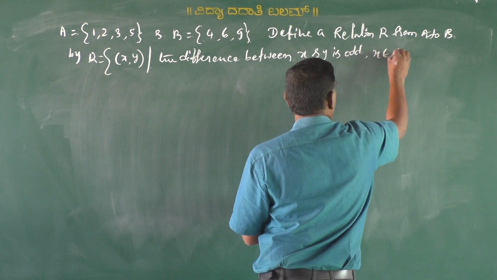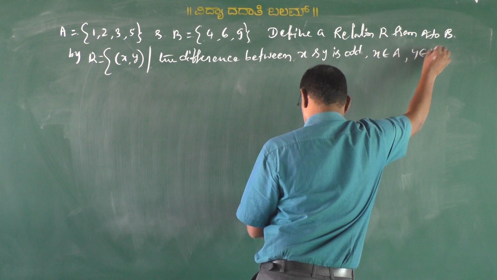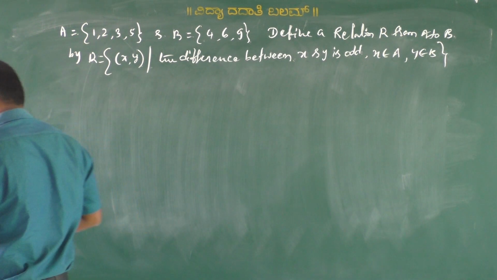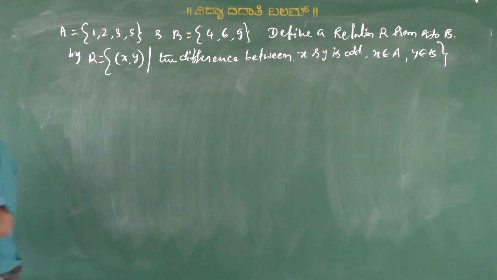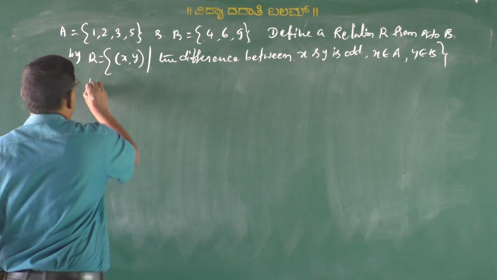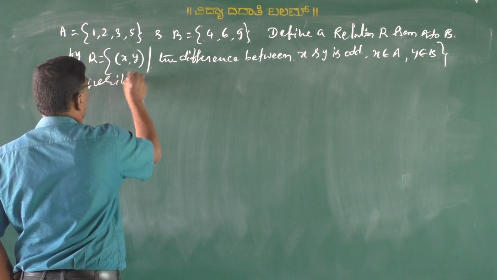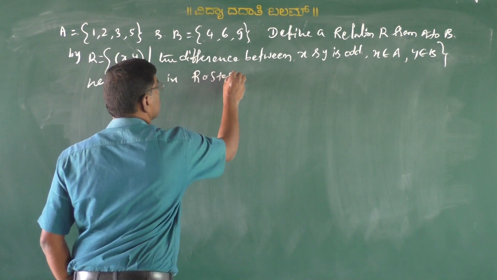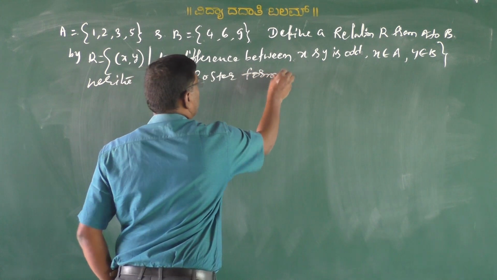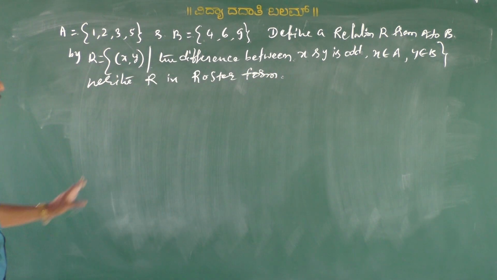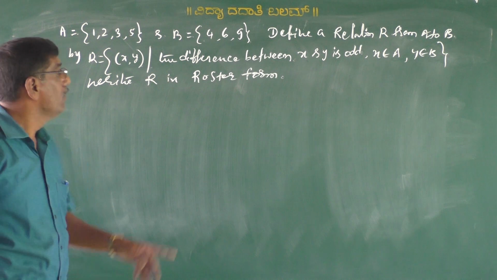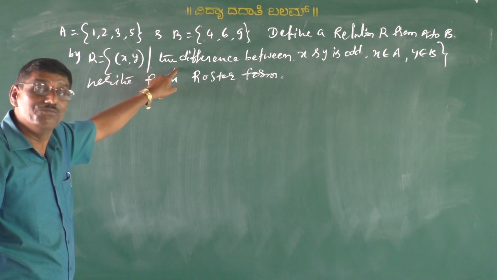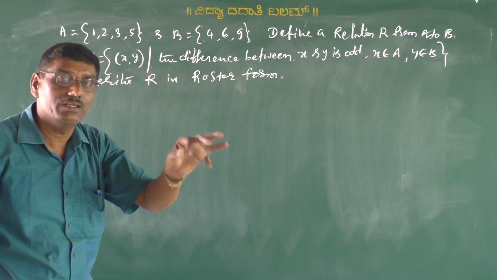X belongs to A, y belongs to B, right? Or in roster form. We have to write the given relation, that is the relation in set builder method, that is the rule method.